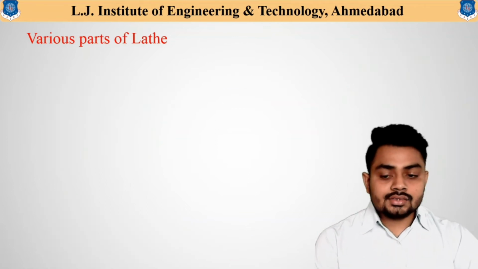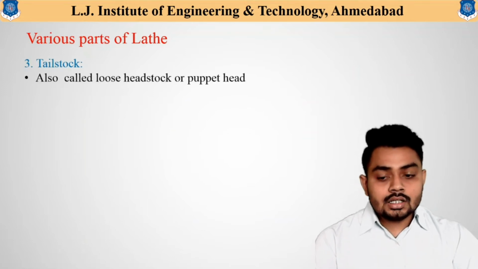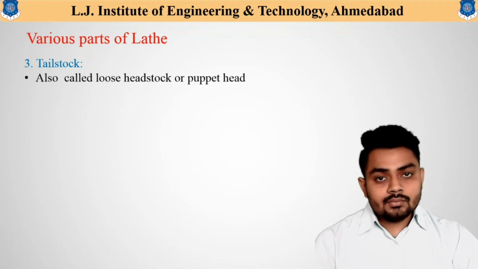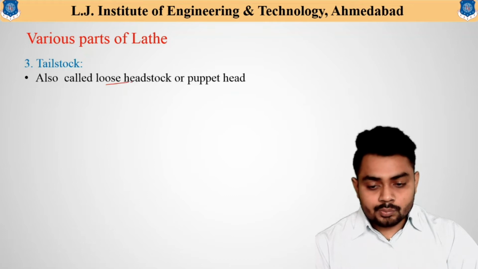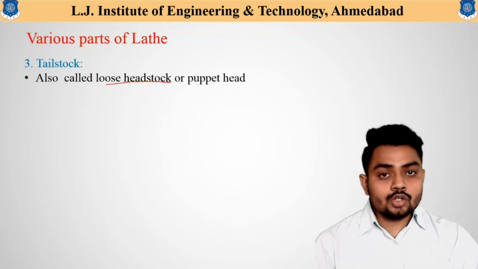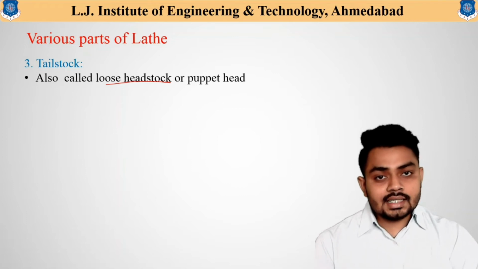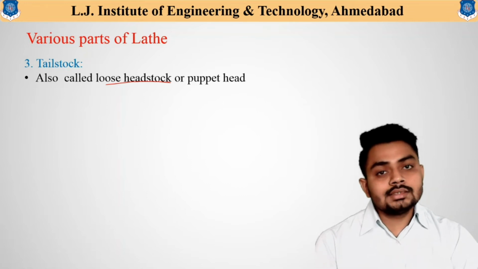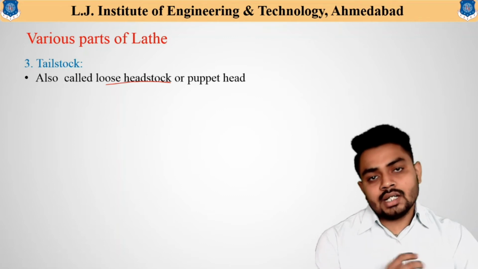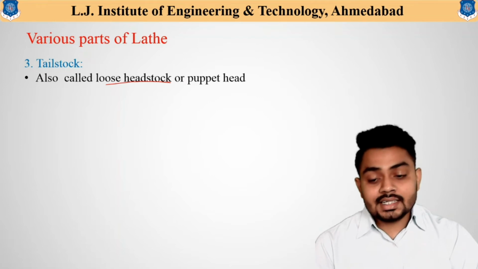Now the next one is the tailstock, and this tailstock is also called the loose headstock or the puppet head. The name loose headstock is given because the headstock is fixed at the extreme position and cannot be moved in the lathe machine. Whereas the tailstock can be moved towards the headstock or away from the headstock based on the length of the workpiece available.